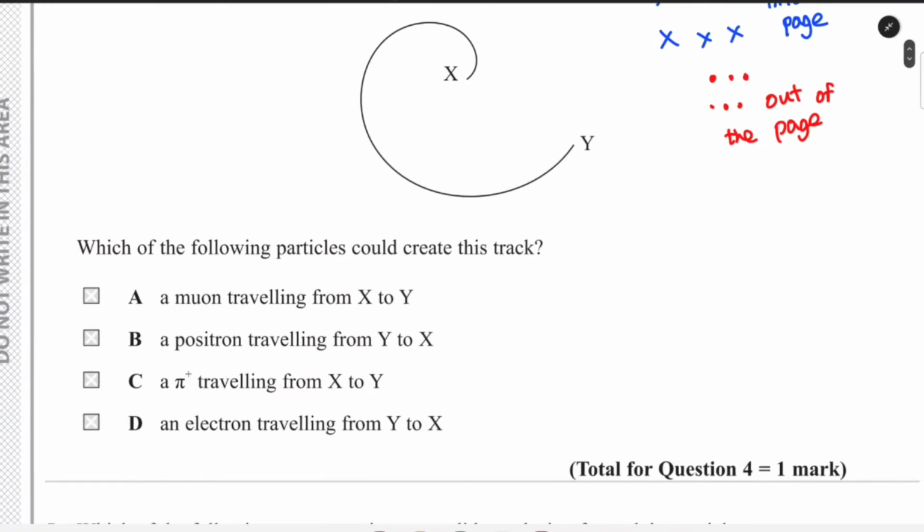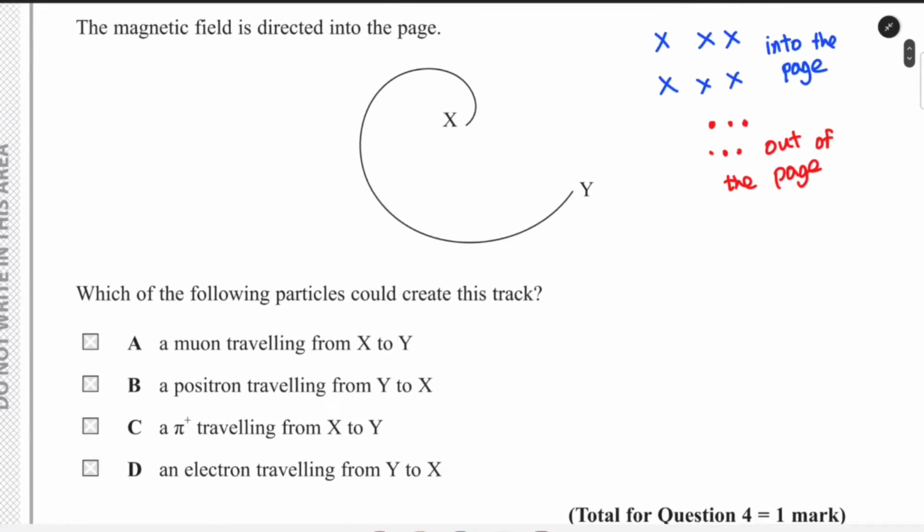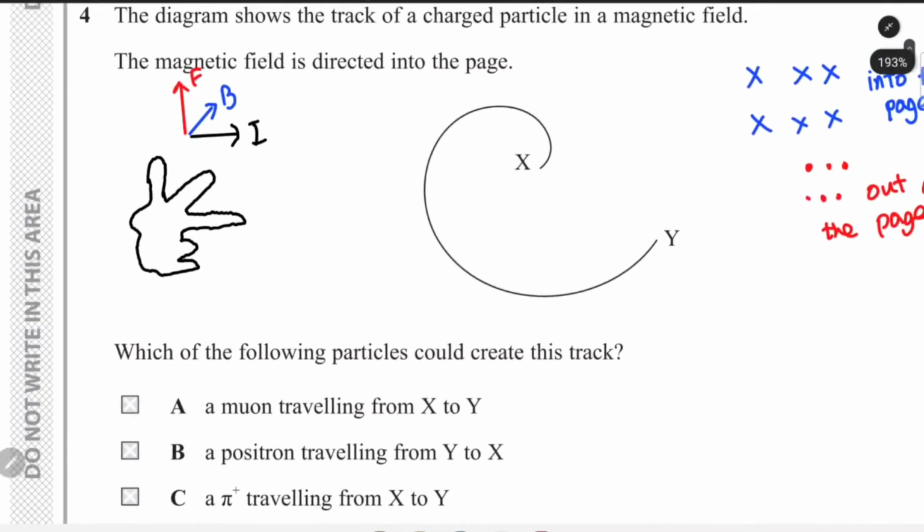Now we have to use Fleming's left hand rule to find if it's a positive charge or a negative charge. So we use our Fleming's left hand rule over here with our hand. The thumb represents the force, the index finger represents the magnetic field, and the middle finger represents the current. Current over here is the direction of motion of positive charge.